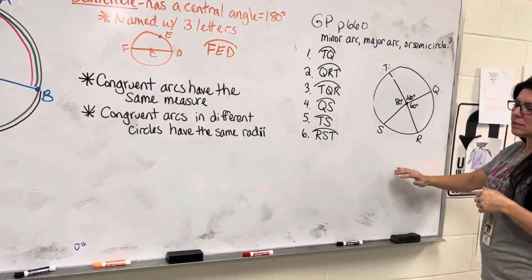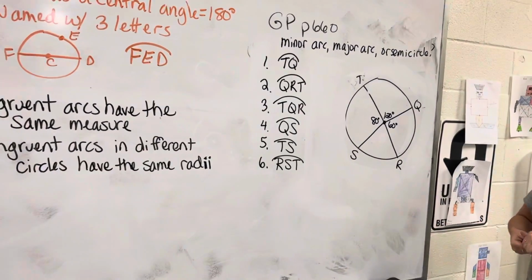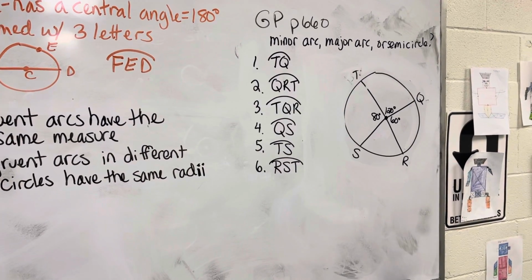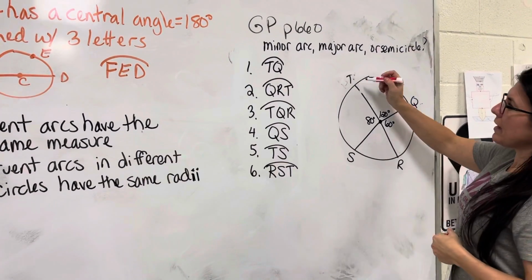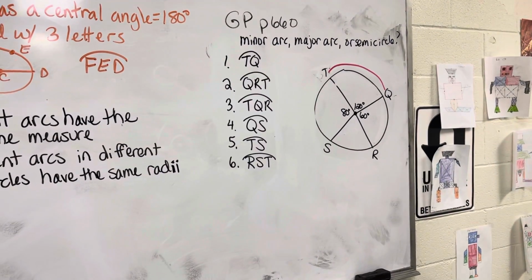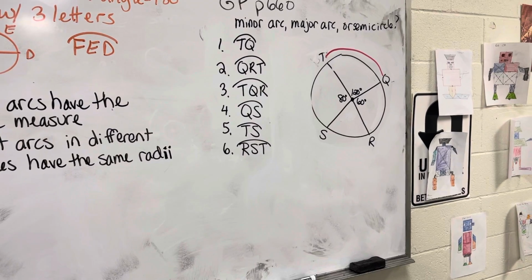Let's look at naming some arcs here. So we need to decide, is it a major arc, a minor arc, or a semicircle? First one is TQ. So we're looking at this arc from here to here. What's the measurement of, or what is that? What's the degrees for T to Q? Ella?